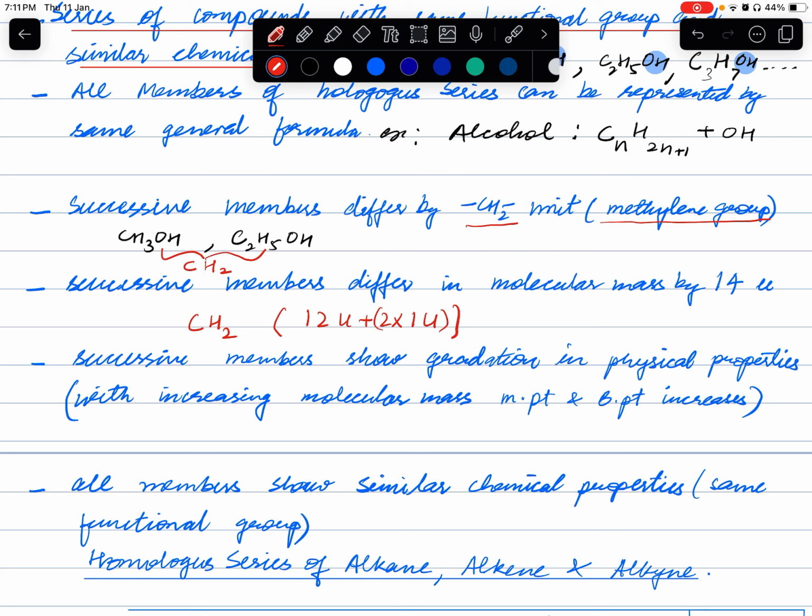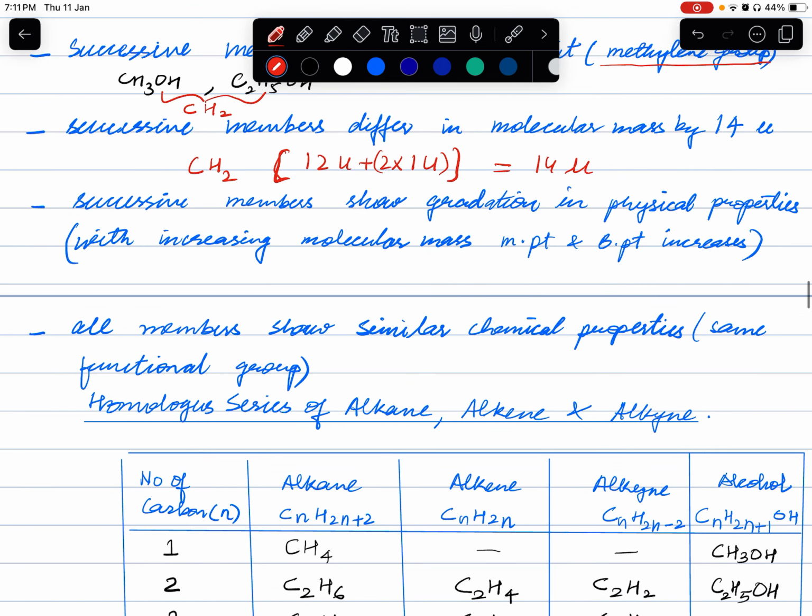Okay. So if we write down this, 12 atomic mass unit plus 2 atomic mass unit, this will give you 14 atomic mass unit. So what is the gap between the two in terms of number of carbon atom? That will be reflected in the mass also. Next is, successive members show gradation in physical property. There is a slight change in physical property. Chemical properties will be same, but there is a slight change in physical property.